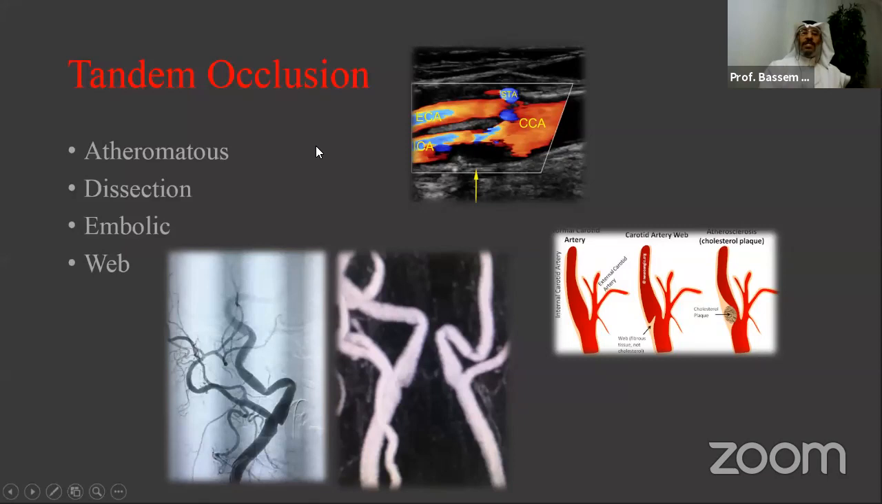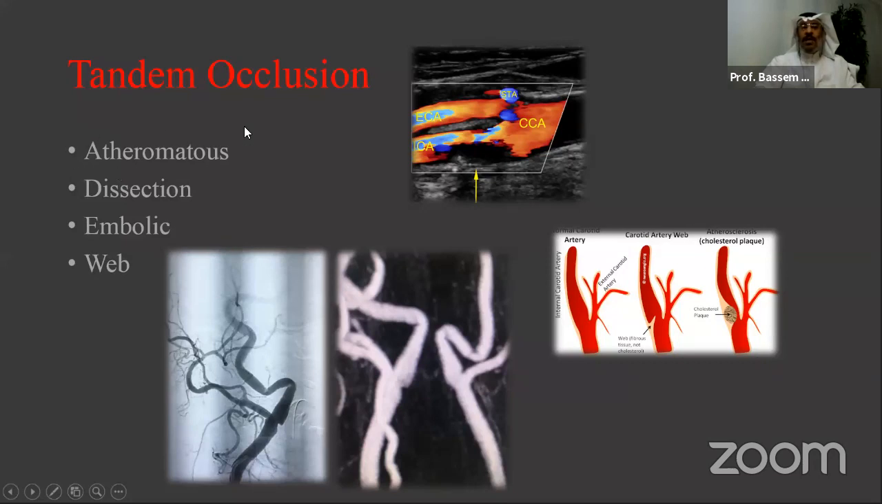Now, one of the terms that is really confusing to be used is what is called tandem occlusion. Well, tandem occlusion does not mean anything if you are not specific. It just says that you have 2 or more occlusions at different levels in the same territory. But you have to be specific.